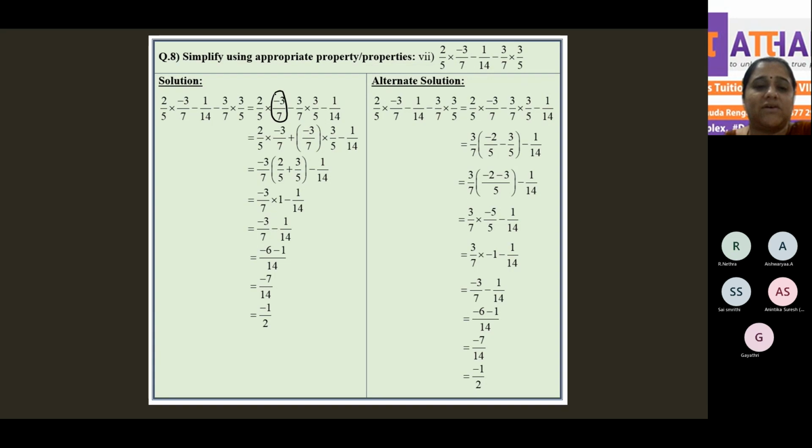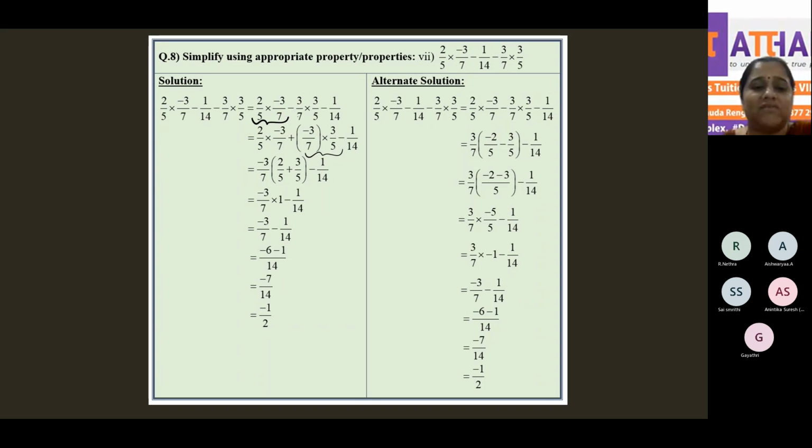Since it's a minus 3 by 7 here, we take this 3 by 7 as minus 3 by 7. If you put a minus here, you know what will happen? Minus into minus is plus, but this is minus. So if you take the minus inside, you should put a plus here. Only then plus into minus is minus. And then this one as it is. So this is 2 by 5 into minus 3 by 7 plus minus 3 by 7 into 3 by 5. And then this minus 1 by 14 as it is.